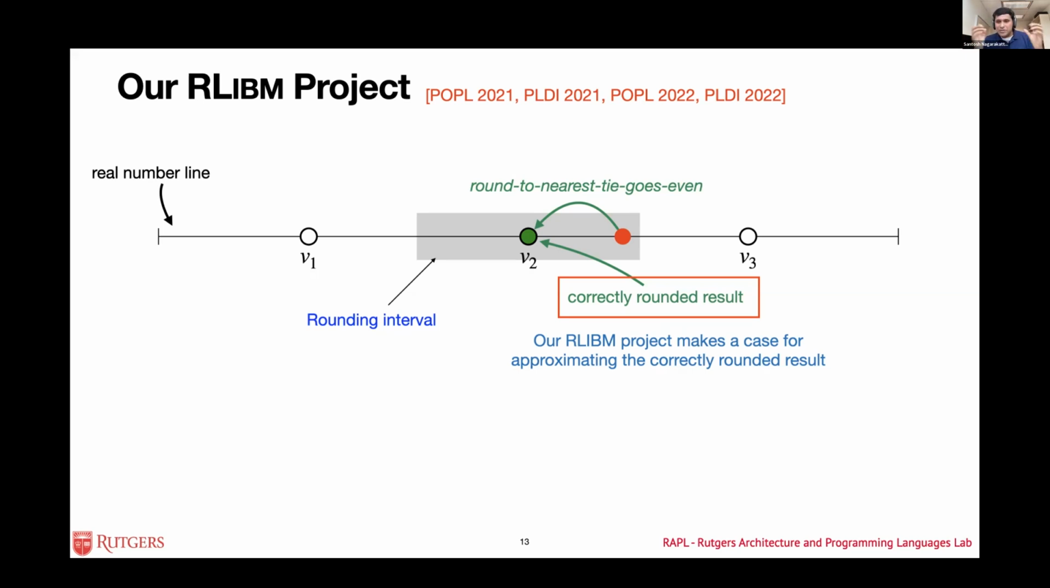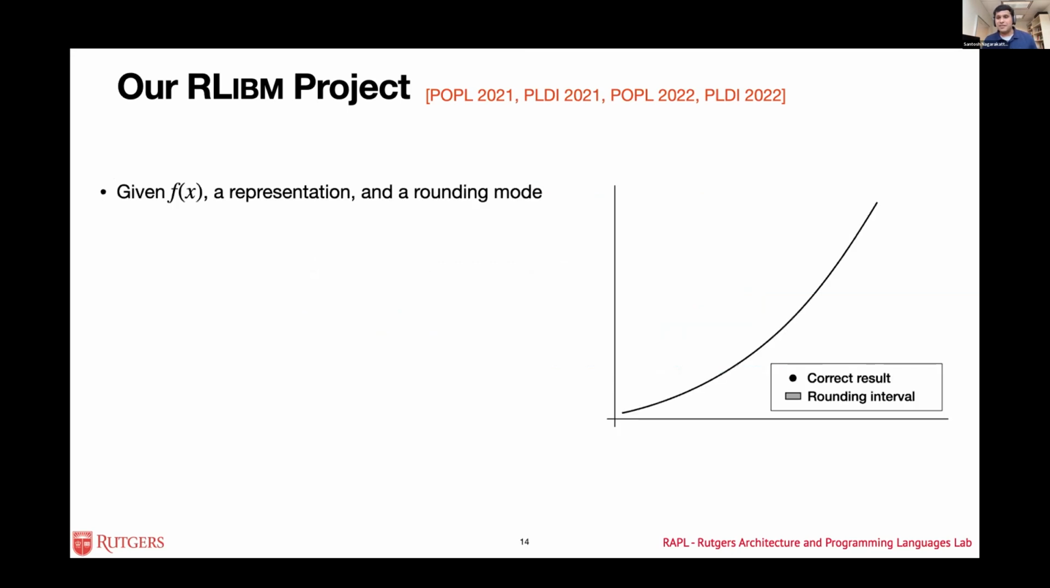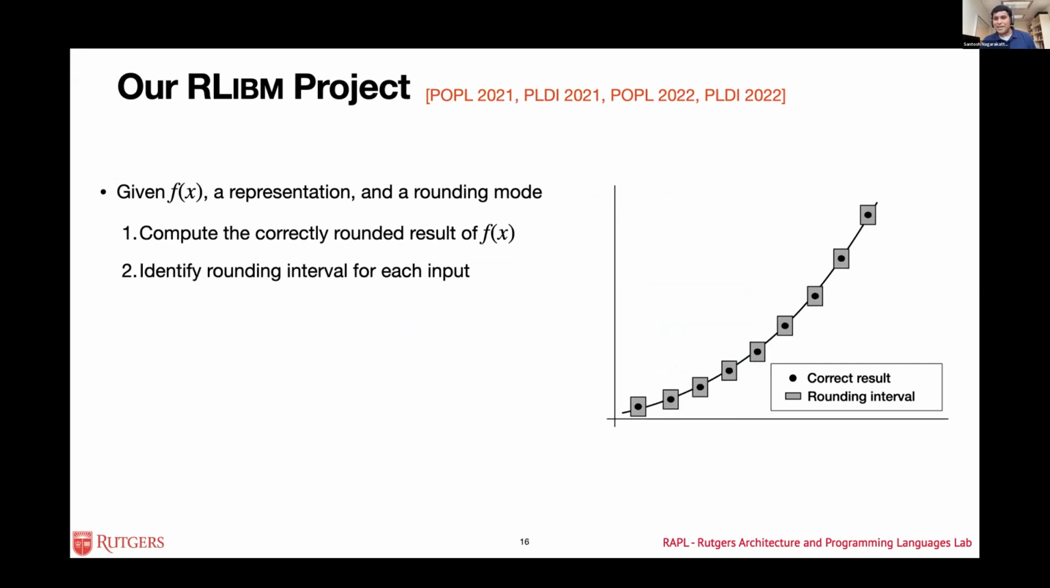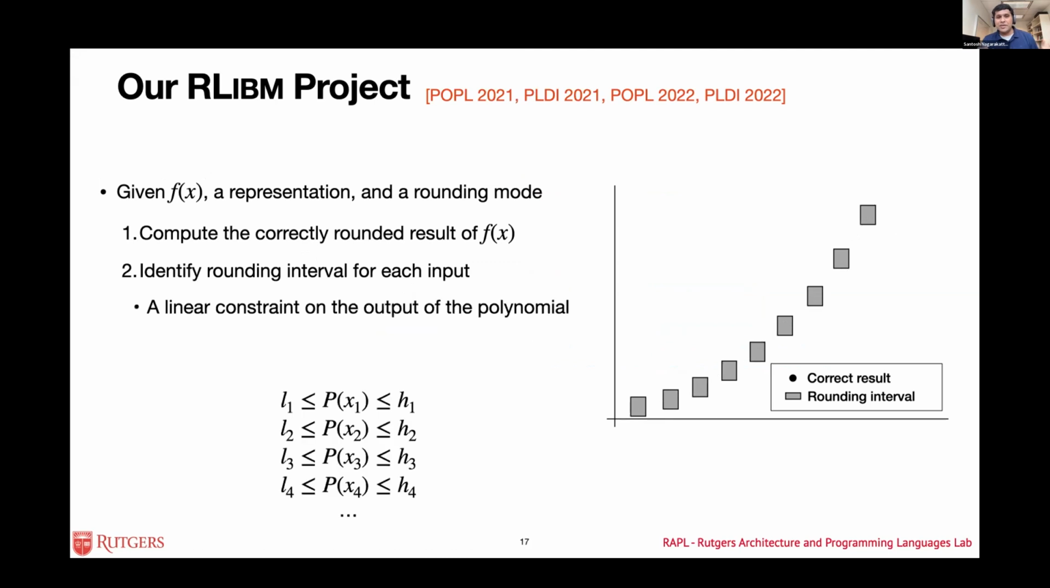Now, using this idea of approximating directly the correctly rounded result and the rounding interval around it, let's see how the RLIBM approach works in a nutshell. You have an elementary function f, a representation, and a rounding mode. Use the slow oracle to compute the correctly rounded results for all inputs, and identify the rounding interval for each input. This rounding interval specifies a constraint on the polynomial that you're going to generate: when you evaluate the polynomial, it has to lie within the rounding interval. It should be greater than the lower bound and less than the upper bound.